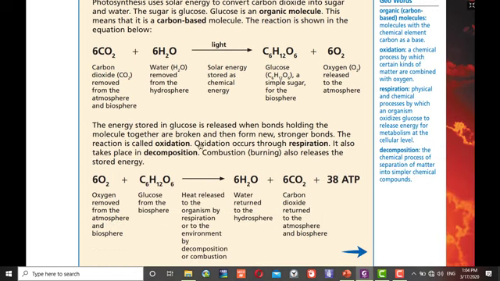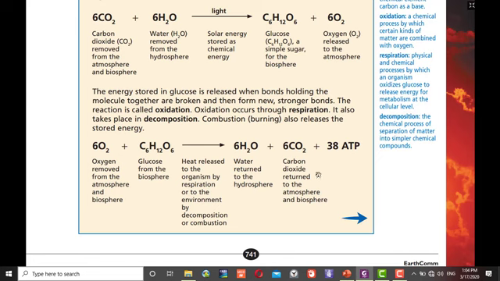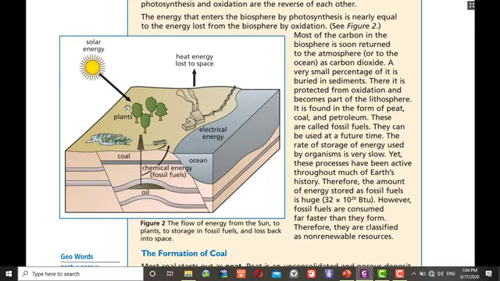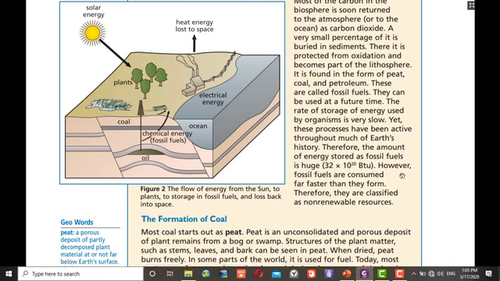Then the next information is the oxidation, which oxidizes glucose, returning it to water molecules and carbon dioxide gas and 38 ATP molecules. 38 ATP is the energy in the cell. The energy that enters the biosphere by photosynthesis is nearly equal to the energy lost from the biosphere by oxidation. This is solar energy in the plant. These plants formed coal, and this coal returns the chemical energy to people to use as fossil fuels. The energy stored as fossil fuels is huge, 32 times 10 to the power 20 BTU. BTU refers to British thermal unit. One British thermal unit is equal to 1055 joules. Consider this information in your head.